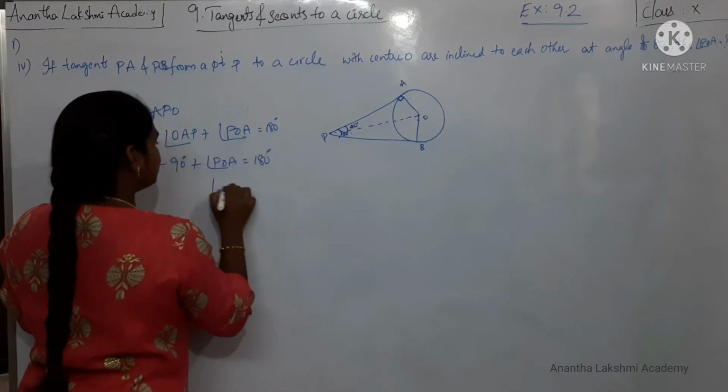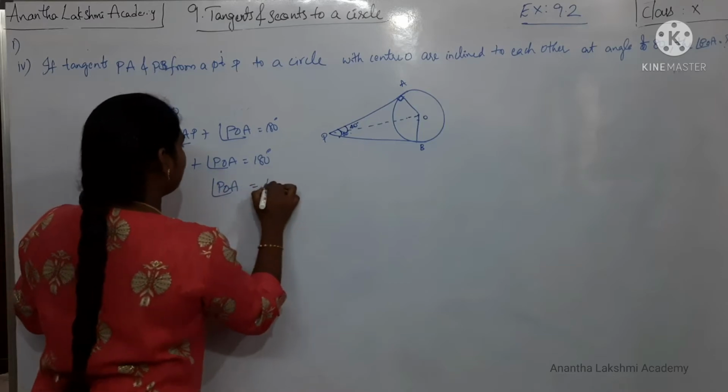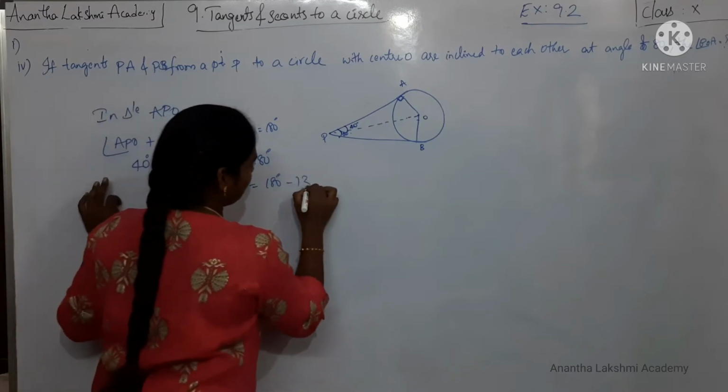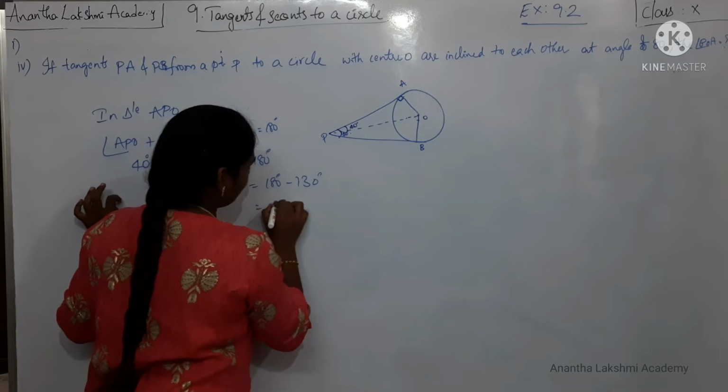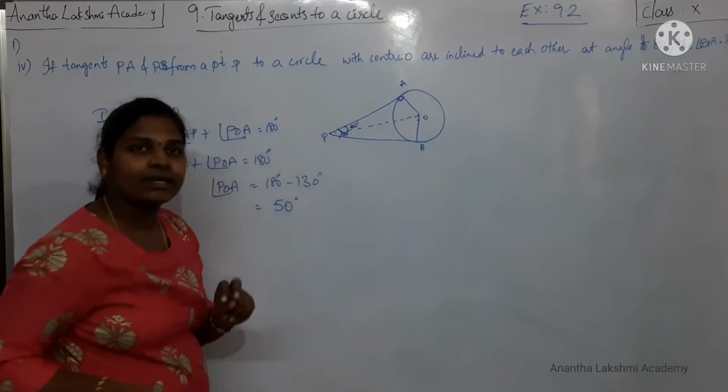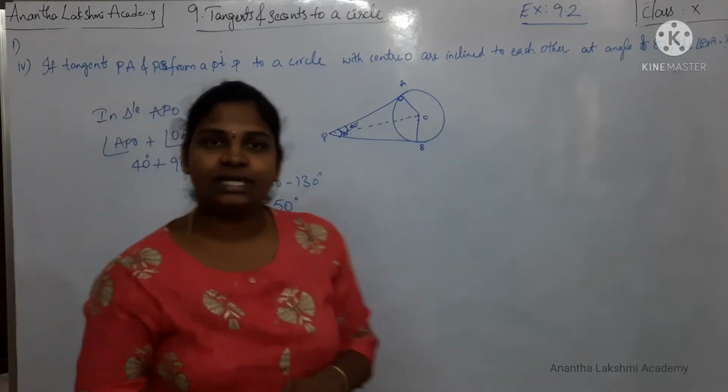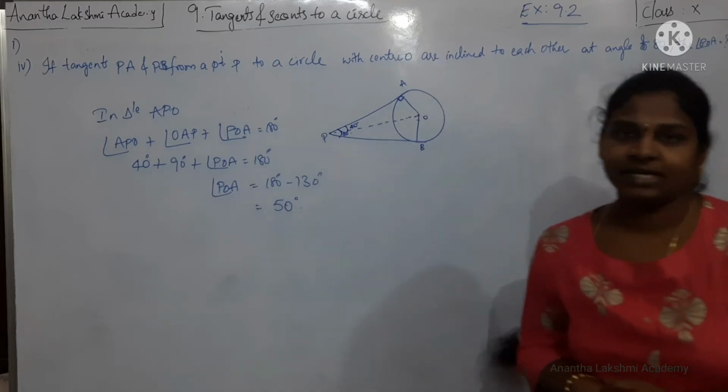Now upon substitution, POA is equal to 180 minus 130, which is nothing but 50 degrees. Alright, that is about the fourth bit in problem number 1. Let's look at the next one.